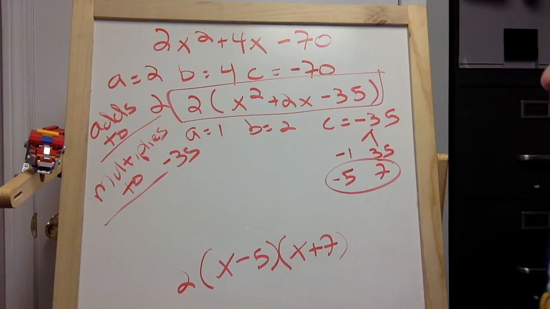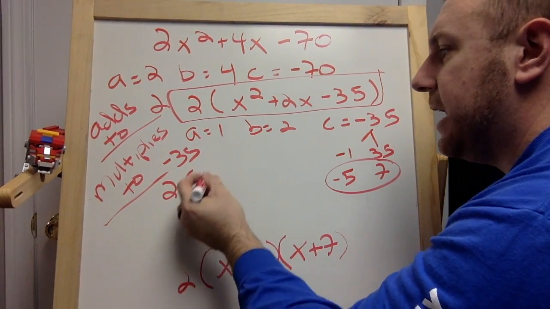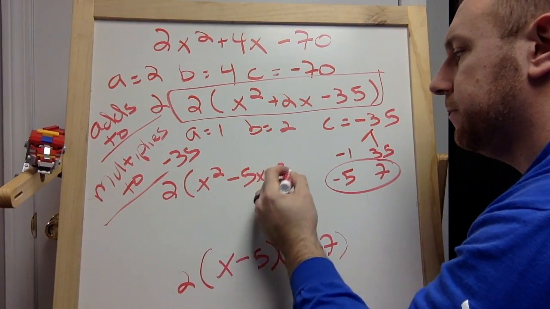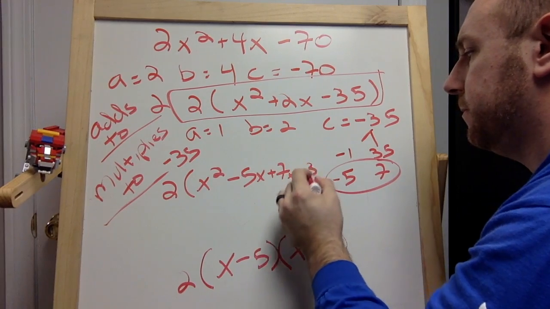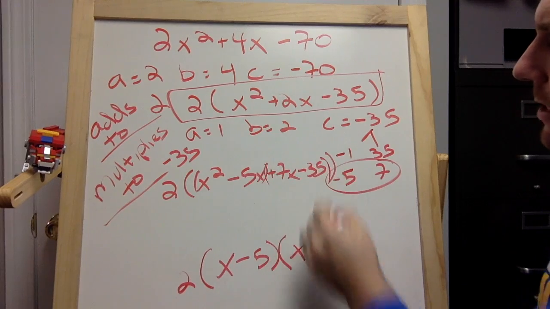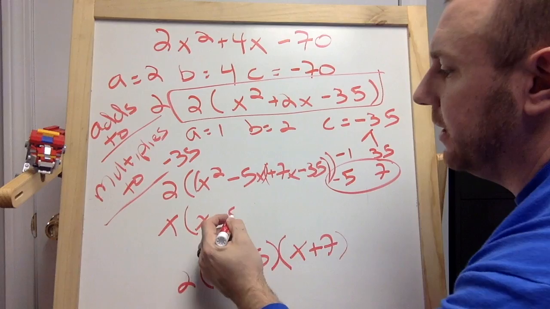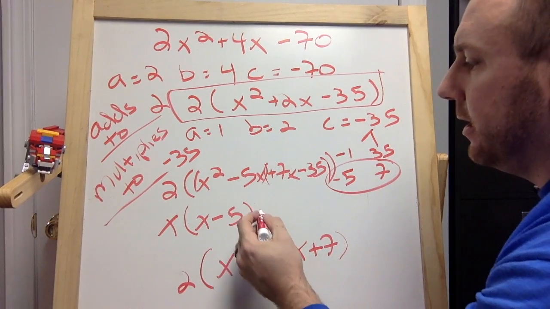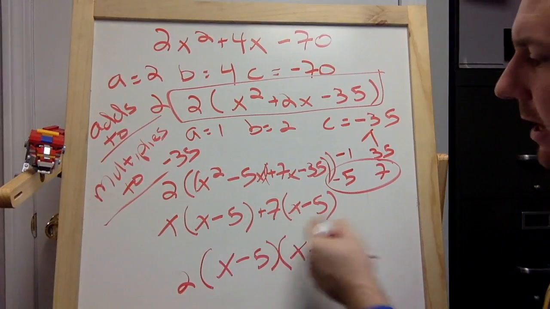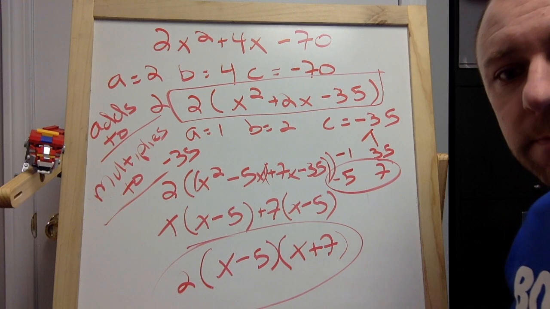But if you still need factoring by grouping, I will replace that middle term. I will then group this middle stuff. So I get x and then x minus 5 and then 7 and then x minus 5. And now I have my factored form, and that is my answer.